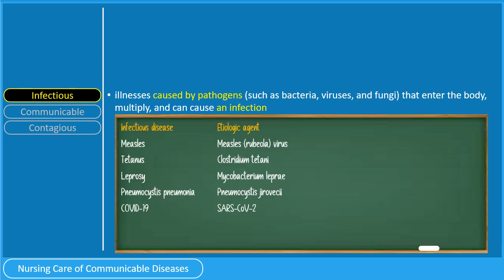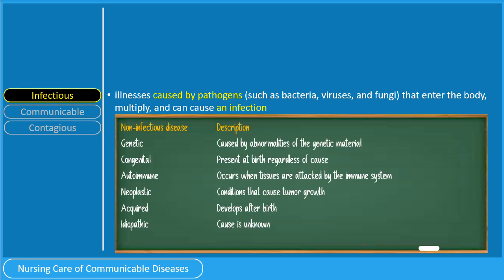This table shows various infectious diseases and the pathogens that cause them. Viruses such as the rubeola virus and SARS-CoV-2 cause viral diseases such as measles and COVID-19 respectively. Bacteria in this table, Clostridium tetani and Mycobacterium leprae, cause bacterial infections such as tetanus and leprosy. Pneumocystis pneumonia or PCP is caused by a fungus Pneumocystis jirovecii.